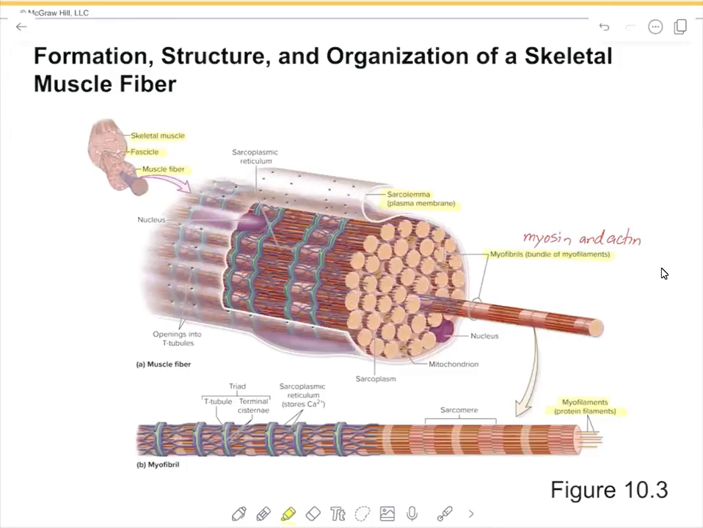Some of the other structures shown in this group of myofibrils would be the structural unit of a skeletal muscle. And that's what's called a sarcomere. So that's a very important term to make sure that you know. And what we want to focus on now is the organization of one of these sarcomeres.